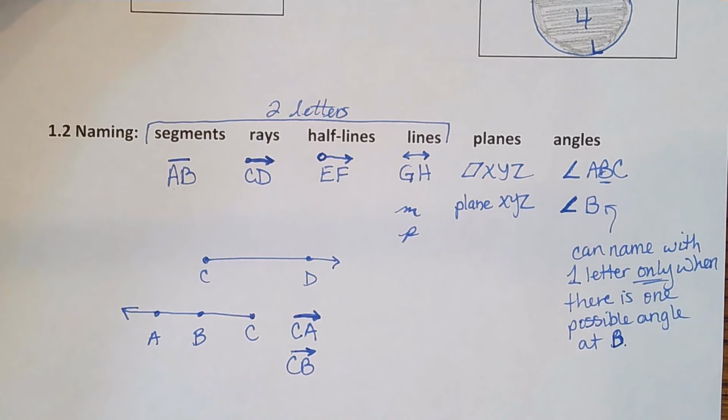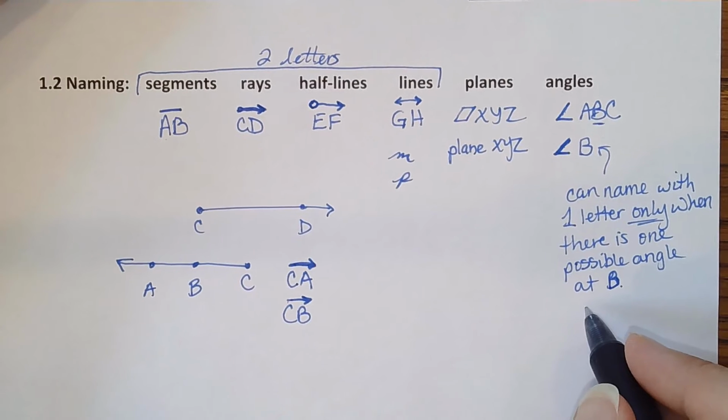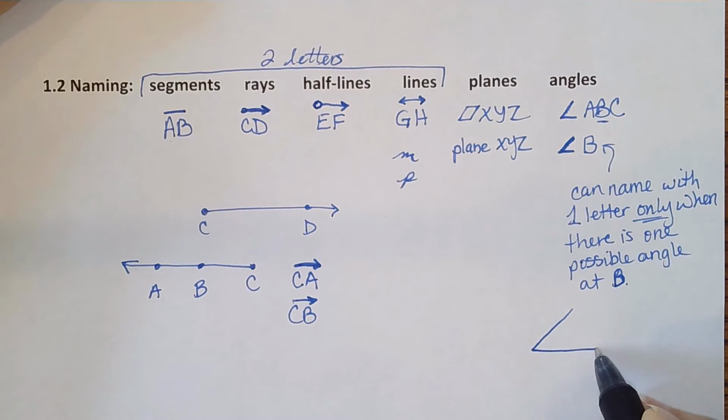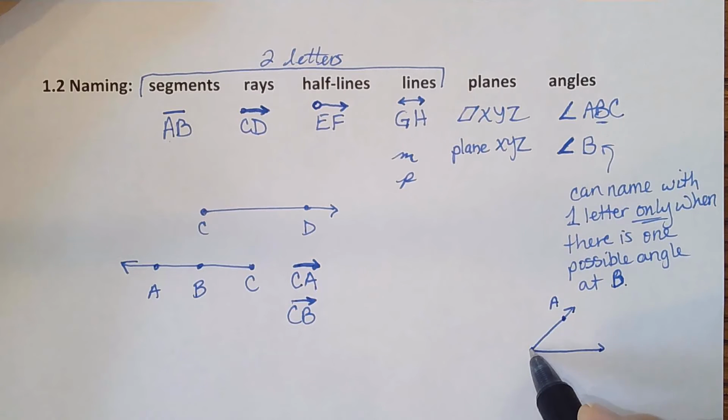Okay, at that vertex. So again, I could name an angle angle B, but only if there's only one possible angle at that vertex, at point B, right? So if you're wanting to know how do I know when there's one angle or if there are more angles, right? If I've got a picture that looks like this, and I've got point A, point B, and point C here, and there are no other lines, there's nothing else to the picture, then yes, I could absolutely name this as angle B. Okay, I could do that.